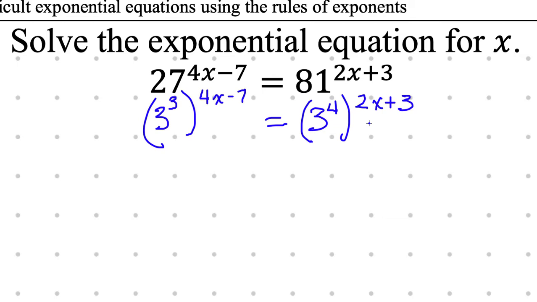I need more people. I have a power to the power. What operation do I do? And then please help me do it. Colby: Multiply. So I'm going to multiply that 3 into these two. Please help me do that. 12x minus 21. 12x minus 21. Thank you. What about the right-hand side?